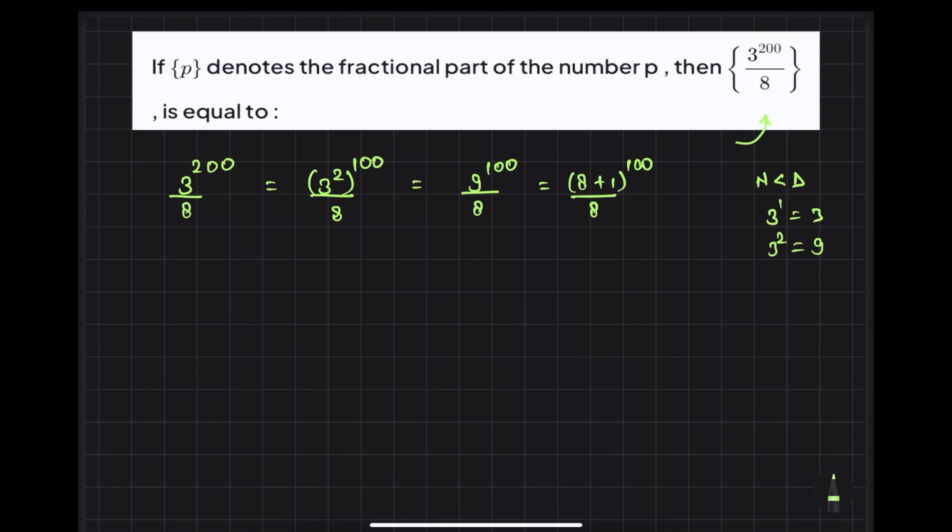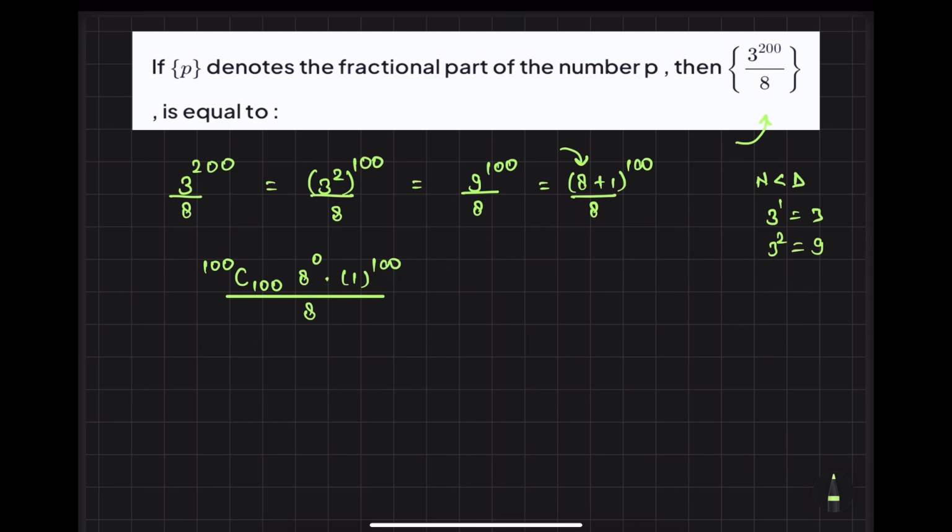Now we will expand this thing. You know that on the numerator we will apply binomial expansion, and the elements in which 8 is there will be divisible by 8, and the only part in which 8 is not there is the last element, correct? So the last element will carry what? 100c100, 8 power 0 into 1 power 100. So the last element is this.